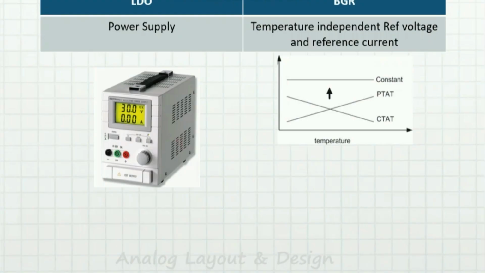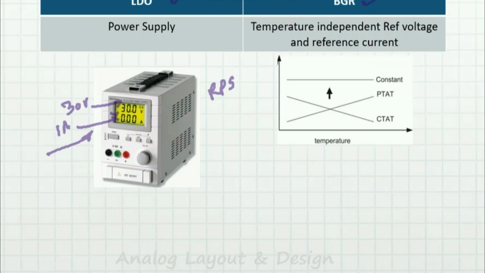First and foremost, the difference between LDO and BGR is that LDO is a power supply. That is very important. As you see, this is a regulated power supply. LDO is very similar to our lab power supply, as I told you earlier. It will have some voltage rating. If you see here, it is like 30 volt, and it also comes with a current rating. So it cannot give infinite current, it can give some limited current. Here maybe it is 1 amp or 5 amp, something like that.